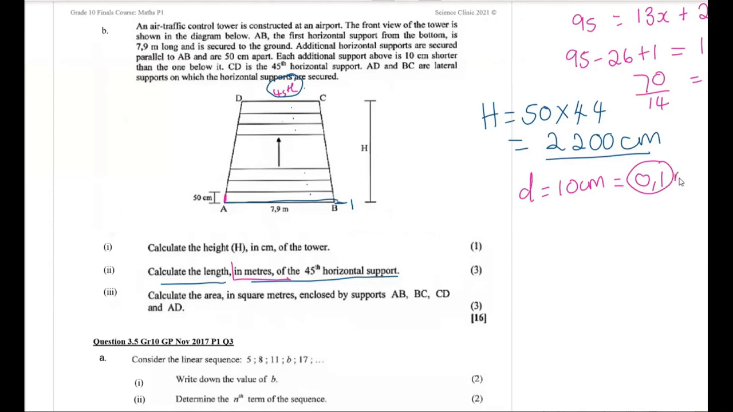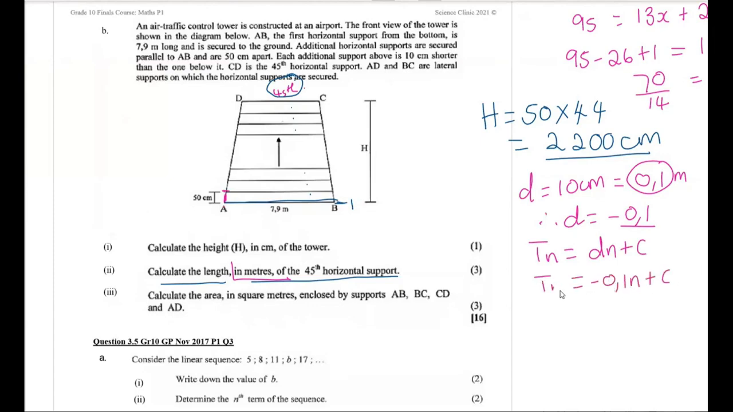0.1. But remember, we are saying shorter each time. So is D positive or negative? Because we are going shorter each time, it's a minus. Because if the above number is smaller than the bottom one, and I subtract T2 minus T1, it would be a negative. So basically our D is equal to minus 0.1. Right. Now we want to find C. So your general formula is Tn equals Dn plus C, and your D here is minus 0.1n.